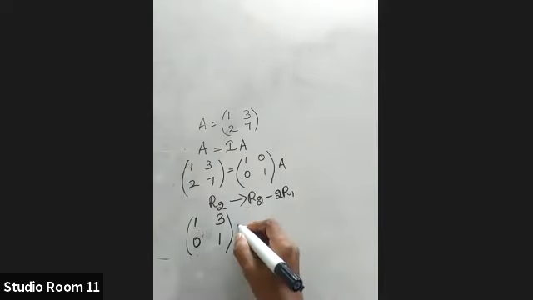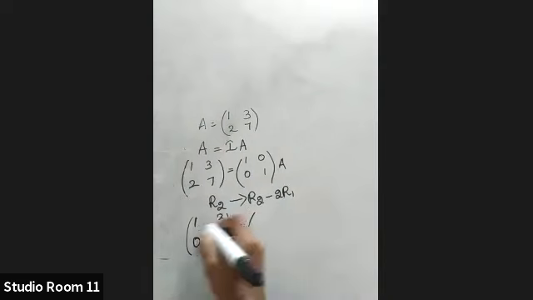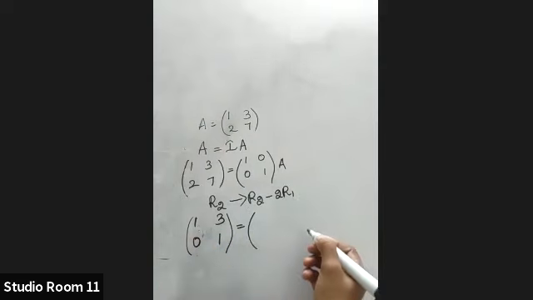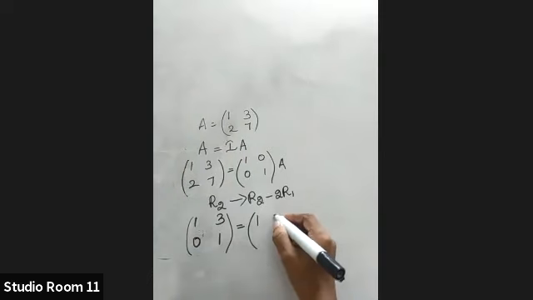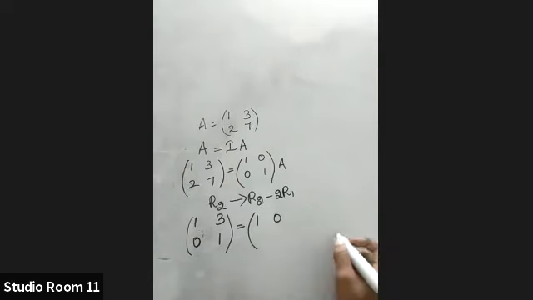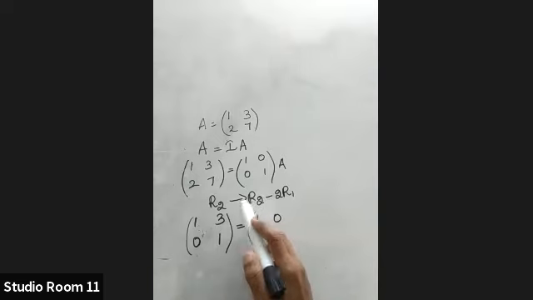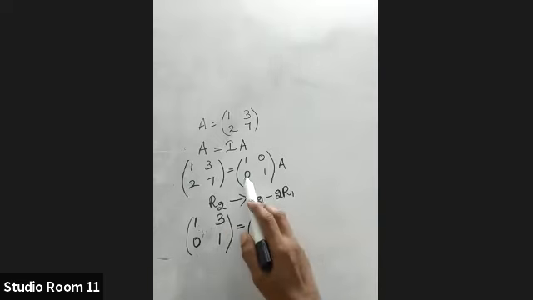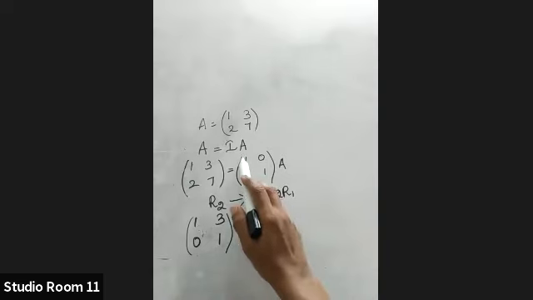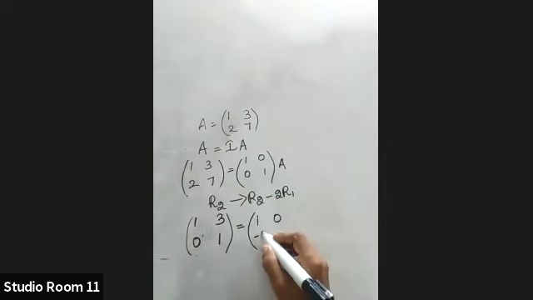Okay. This is equivalent to... What are the changes we are doing in the LHS? The same thing we should do in the RHS also. So first row, no change. The change is occurring only in the second row. What is the second row transformation? R2 gets R2 minus 2R1. So R2 gets, here it is 0, 0 minus 2 into R1. 0 minus 2. What is 0 minus 2? It is minus 2.